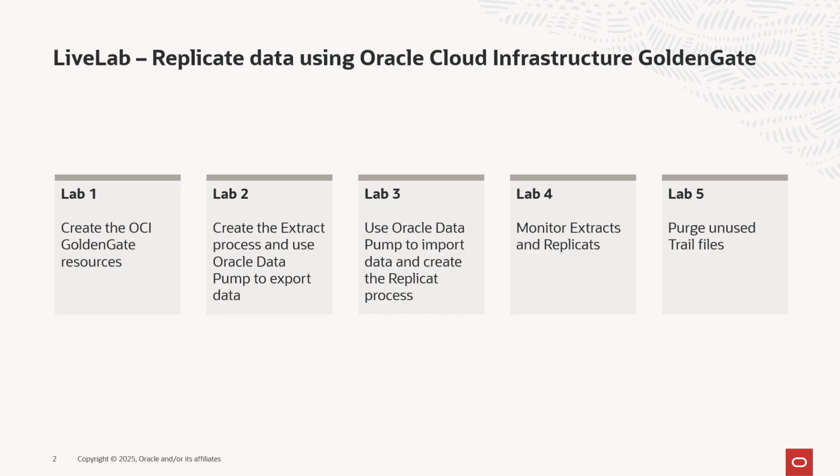Here we can see our agenda for the day. First, we're going to create the OCI GoldenGate resources. Second, we'll create the extract process and use Oracle Data Pump to export the data. Third, we'll use Oracle Data Pump to import data as well as create the Replicat process. Fourth, we're going to monitor both our extracts and our replicats. And finally, fifth, we're going to purge any unused trail files. Without further ado, let's get started.